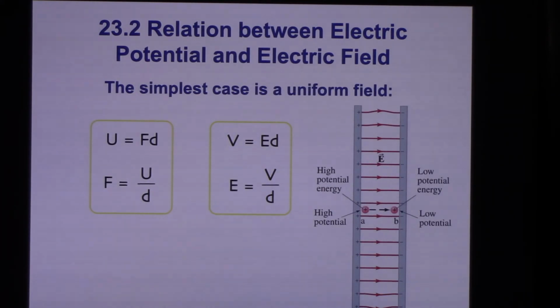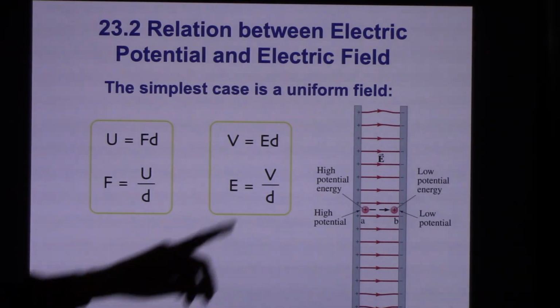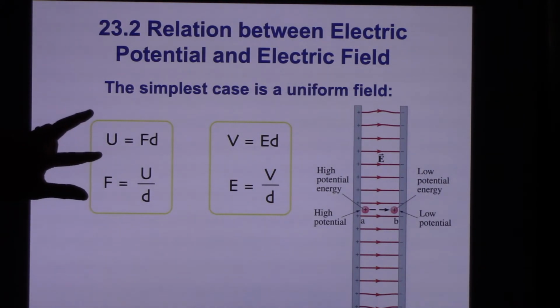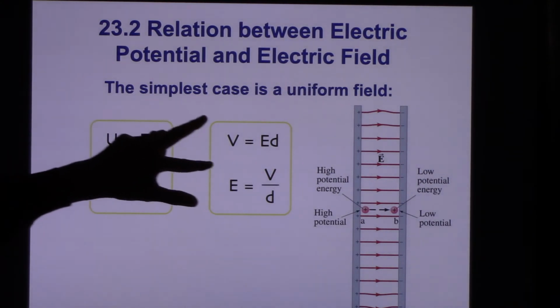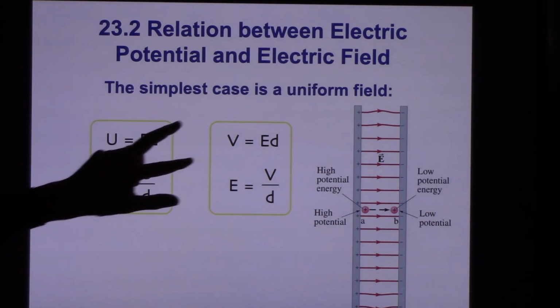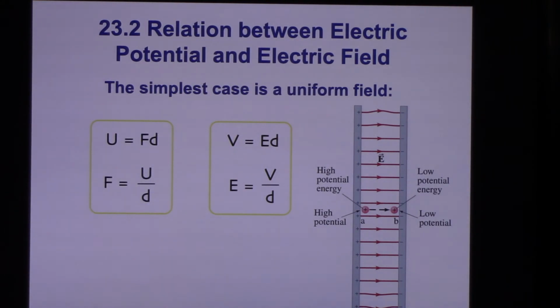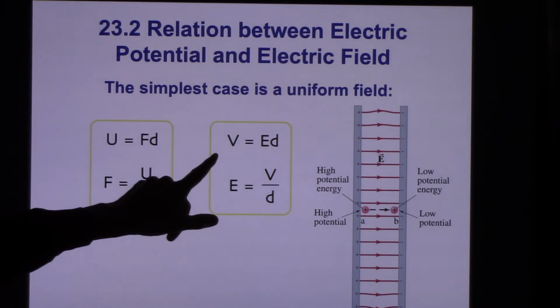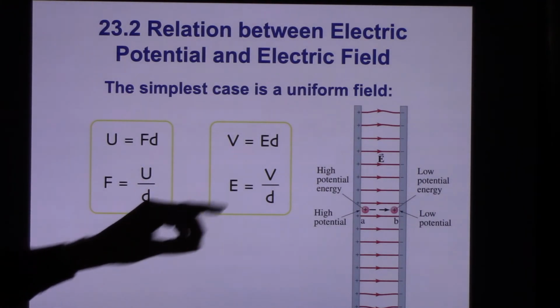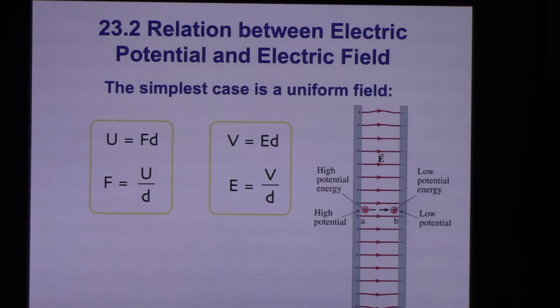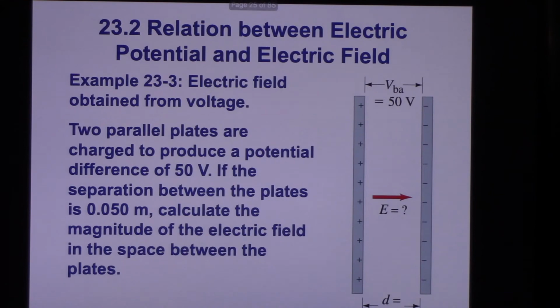Okay, here is a reminder of the simplest case. Things are going to get more complicated, so enjoy these first few examples where we have a uniform electric field and it's easy enough to calculate potential energies and forces, or come up with formulas between potential energy and force and between potential and electric field. So we can switch back and forth if these formulas work, if the electric field is uniform. Okay.